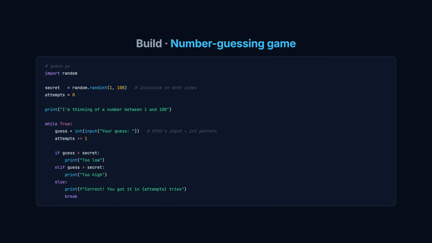Python picks a secret number, you guess 50. It says too low or too high. You narrow it down. Maybe 75, maybe 85. Eventually you land on it and Python tells you how many tries it took. If the player types "ABC" instead of a number, Python raises an error. We will handle that properly in episode 7. For now, play nicely. Link to the full file is in the description.